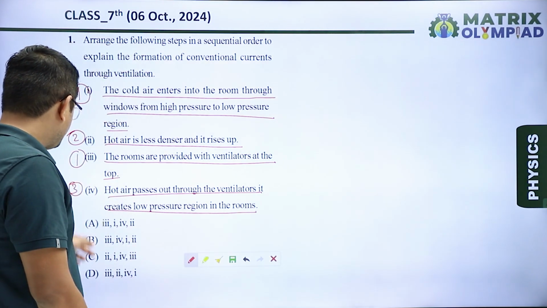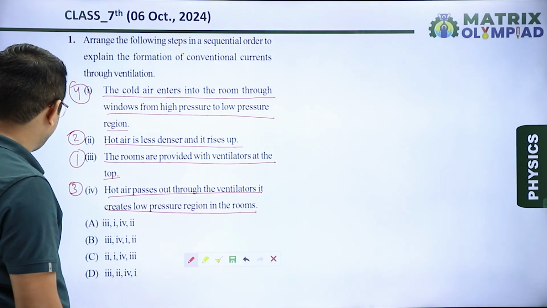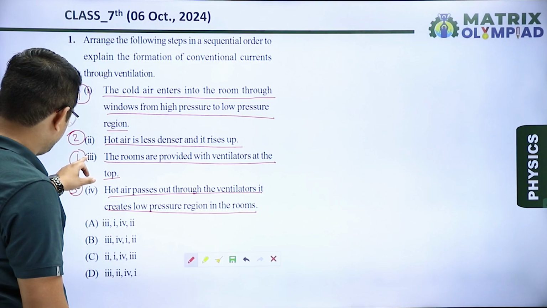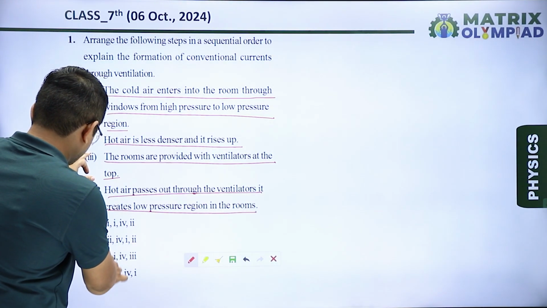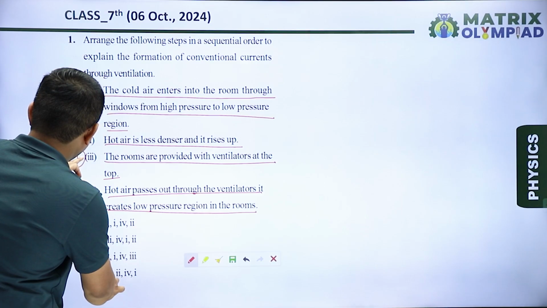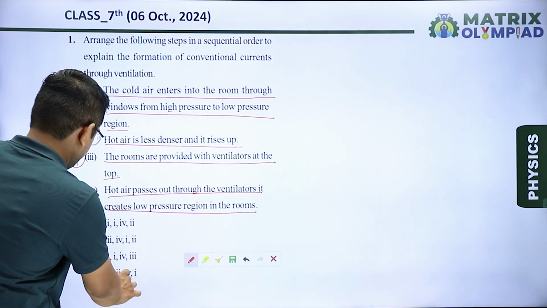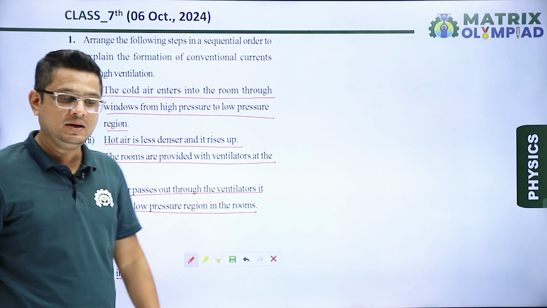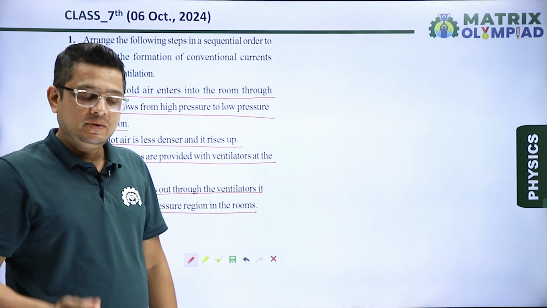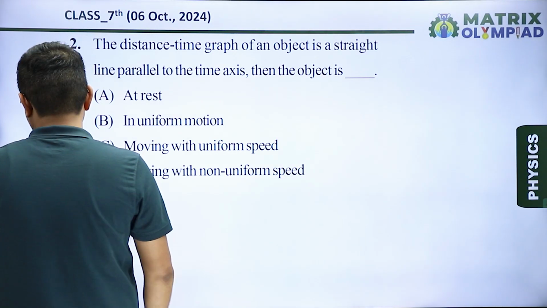Out of these four options, the correct answer will be, first of all, the sequence will be third. I can see in B and D, there is third option given. So third, then second, then fourth, and then first. So the correct answer will be option D. Next question, question number 2.